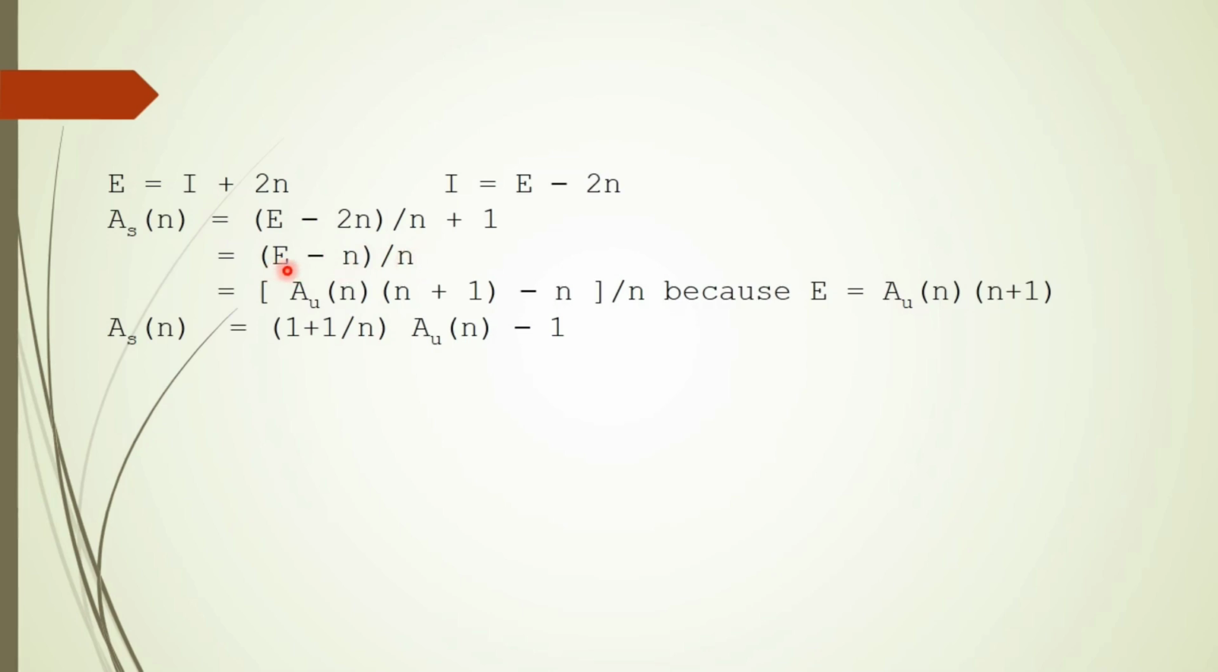Now what is E in terms of unsuccessful search? You know AU of n is E divided by n plus 1. So E is nothing but AU of n into n plus 1, minus n, divided by n, which implies the average number of successful search comparisons is 1 plus 1 divided by n, into AU of n, minus 1.